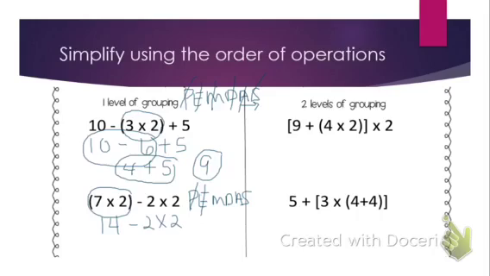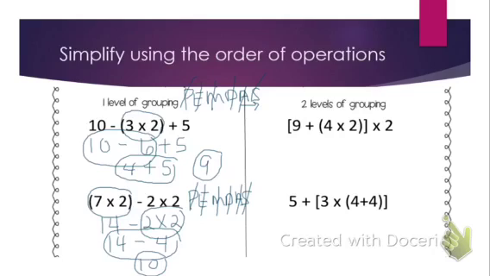There is no exponent, so I cross out the E. I do see multiplication, so I'm going to circle 2 times 2. 2 times 2 is 4. And then I'm going to bring the 14 and the subtraction symbol down. I can cross out the M. There's no division, there's no addition, but there is subtraction. So 14 minus 4 is 10.